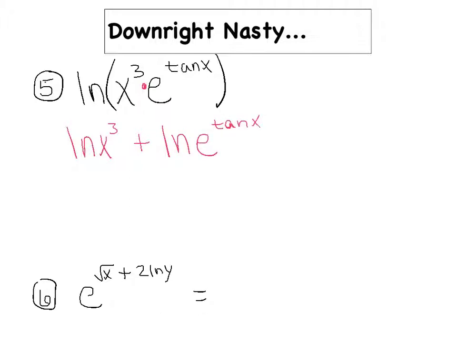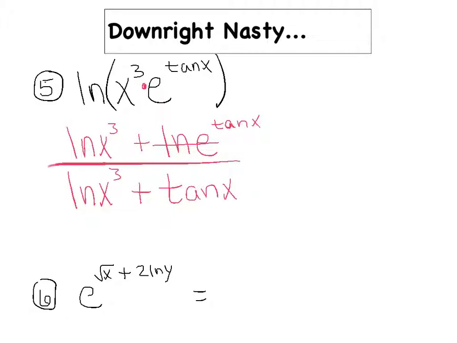Now, looking at the first term here, there's nothing I can do to simplify that. So it's simply going to stay the natural log of x cubed, and we just have to be content with the fact that I can't do anything to that term. However, the Zap rule does apply to the second term. The natural log is acting directly upon the e. They cancel out, and we simply get the tangent of x. And right there, ladies and gentlemen, is our most simplified answer.